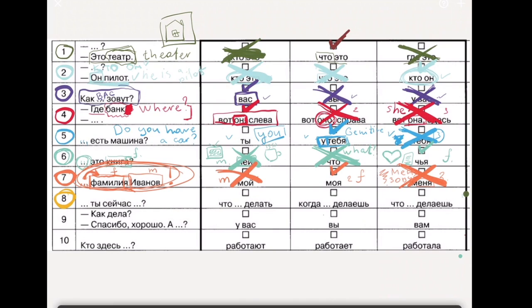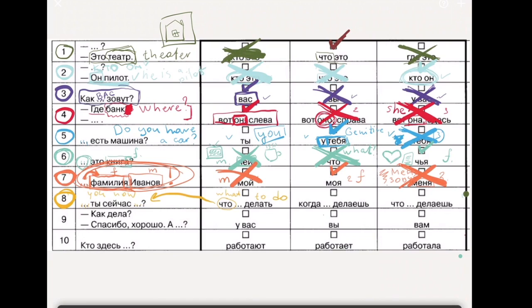So the next one, number 8. Oh, it's more difficult. Ты сейчас. So it's you and now. What can this be? Let's look at the answers and just try to understand what's going on. Here we have the word что, meaning what, and делать, to do something. So what to do? Let's try to apply it here. Что ты сейчас? Pretty good so far. So, what are you now?